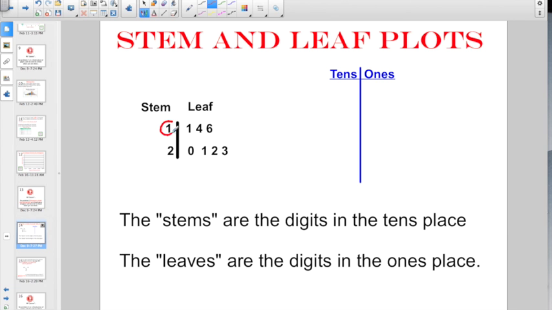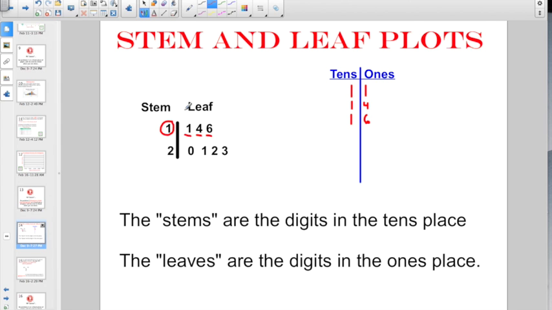Here are the stems, the digit in the tens place. My first leaf is a 1, so my first piece of data here is 11. My next piece of data, I have 1 in the tens place and 4 in the ones place. That's 14, right? My next piece of data is 1 in the tens place for the stem, 6 for the leaf. A 1 and a 6, that's 16.